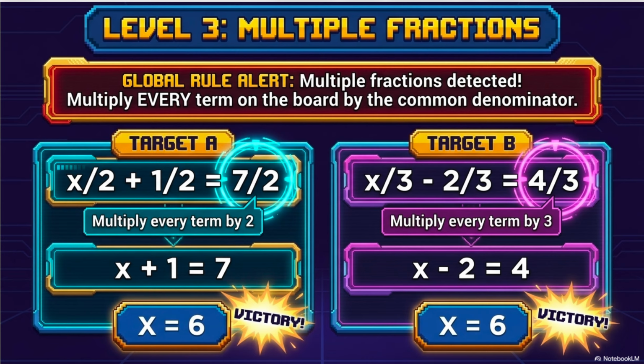On the right example, x over 3 minus 2 over 3 equals 4 over 3. Since all the denominators are 3, I multiply every term by 3. That gives me x minus 2 equals 4, and then adding 2 gives x equals 6. The big idea here is, when there are multiple fractions, multiply every term by the common denominator.